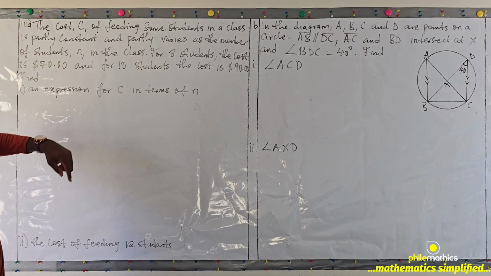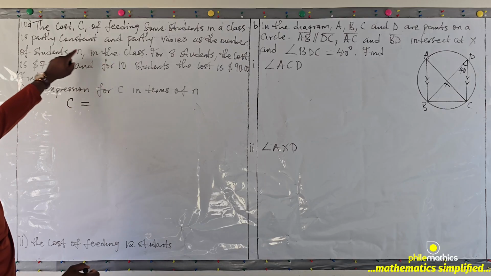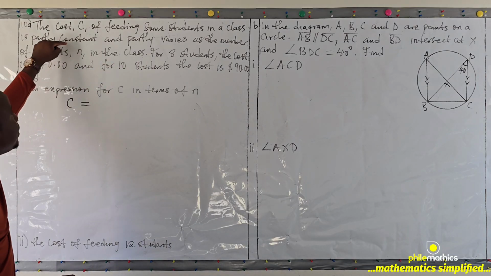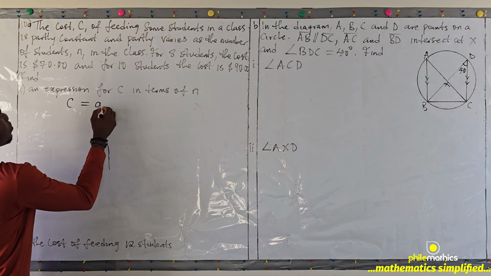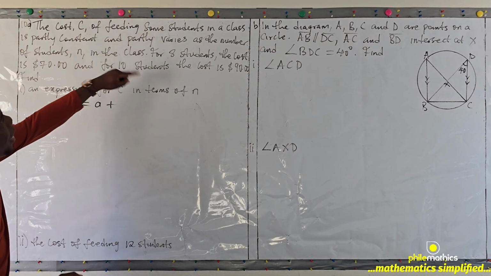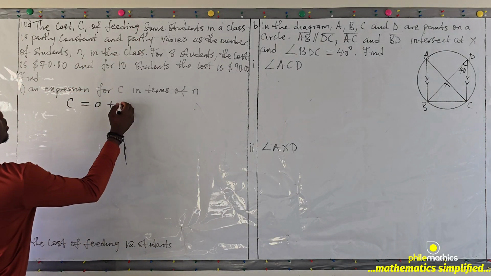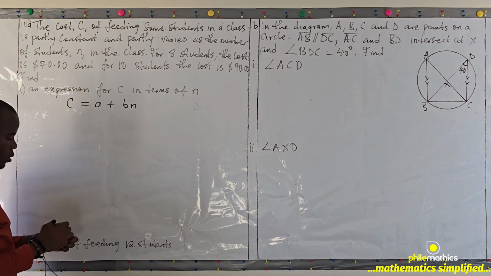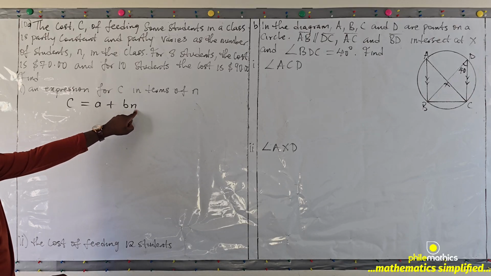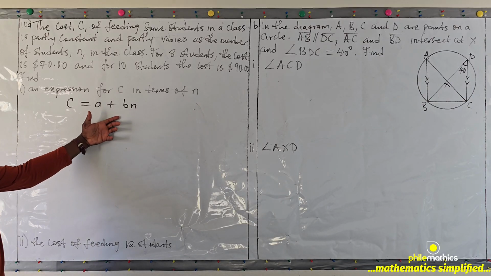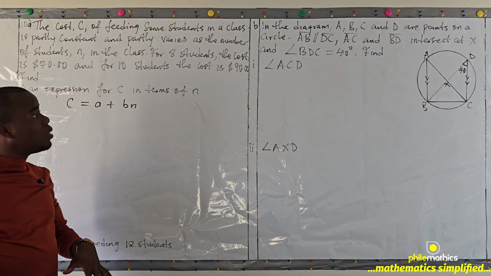The cost C is partly constant. So with this partly constant, we introduce a constant. Let's call it A. And partly varies as the number of students n. We introduce another constant, Bn. The cost is partly constant and partly varies with the number of students n. So with this relationship, we can find what A and B are. And so we can now find an expression for C in terms of n.